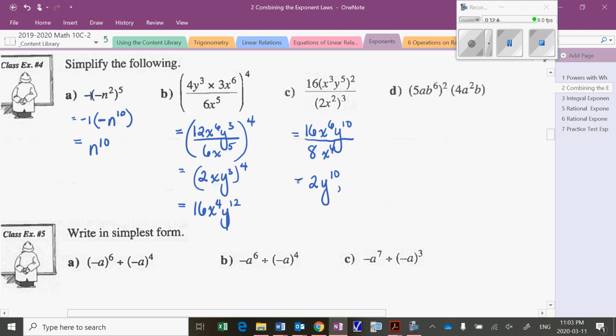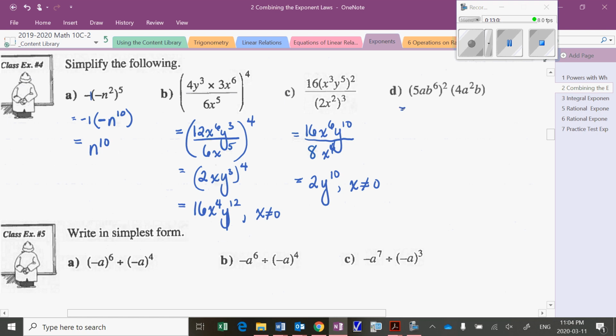If we wanted to be extra vigilant with this one, then because we're dividing by x's, we should probably be saying that this is the answer only if x is not equal to 0. I should probably actually do that for part B as well, because x is in the denominator.